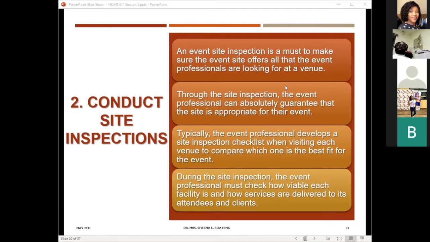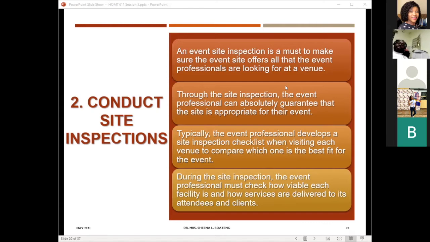Now, to do this successfully, you need to go to the site with a site inspection checklist. Now, this checklist will usually contain the criteria that you developed in the previous stage, by which you will be judging each of the sites. So as you visit the sites and you look around, you check off your checklist, or you tick on your checklist which of the criteria that the sites met and which of the criteria that they did not meet.